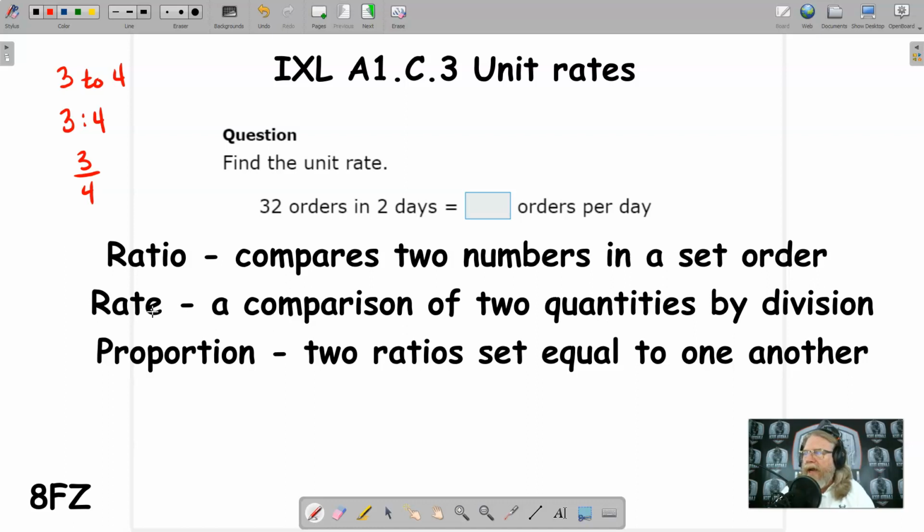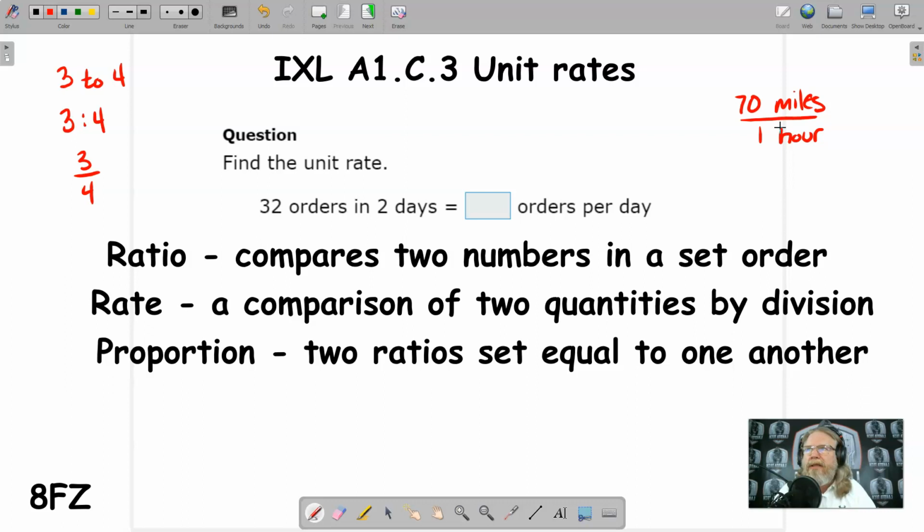Next, we're going to talk about a rate. A rate is a comparison of two quantities. Here we were comparing two numbers, but now we're comparing two quantities by division. And remember that every fraction is indeed a division problem. However, we're talking about quantities, and they're different quantities. If someone says, what's your rate of speed? You're like, oh, I was driving 70 miles per hour. So you were driving 70 miles, plural, per 1 hour. This would be a rate.